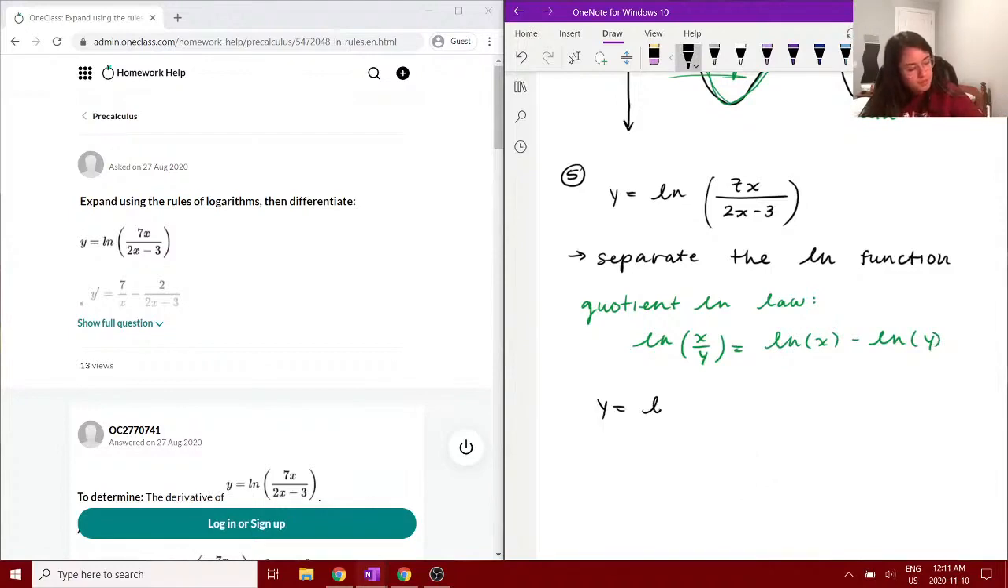Okay, so let's see how we can apply that to our equation. So we have y equals to, well, I don't need to write it again since I have it right here. But yeah, we have two values divided by each other. So if you imagine this as the x here, and imagine this term as the y here, then we can write it easily like this: ln 7x minus ln of the denominator, which was 2x minus 3. All right?